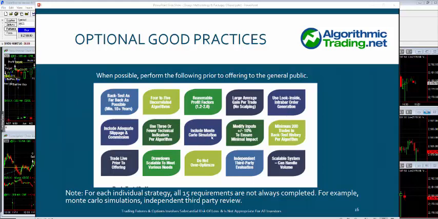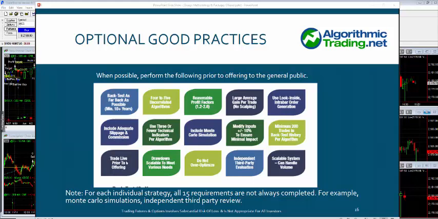If possible, and if it makes sense, we do the Monte Carlo simulation. We don't always do that on every algorithm, though. We like to modify the inputs after we've optimized by plus or minus 10% to ensure that there's minimal impact. We'd like to see 200 trades or more in the backtested history, and then we like to trade it live prior to offering.